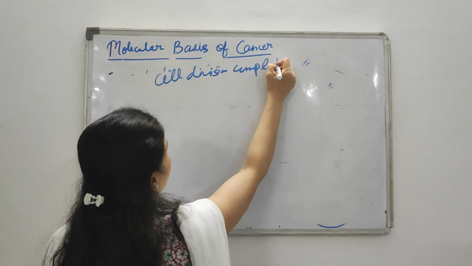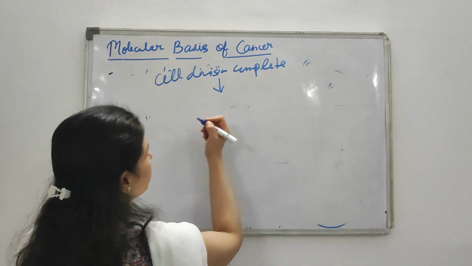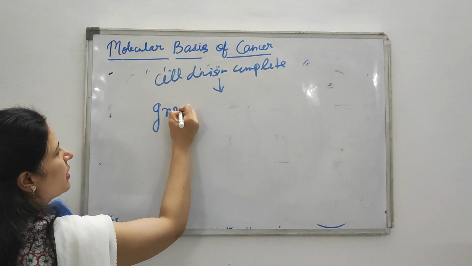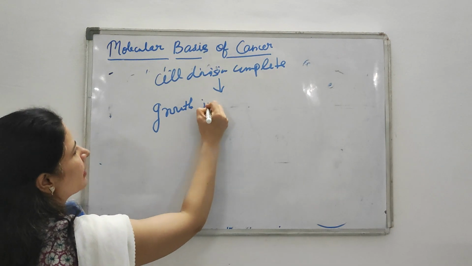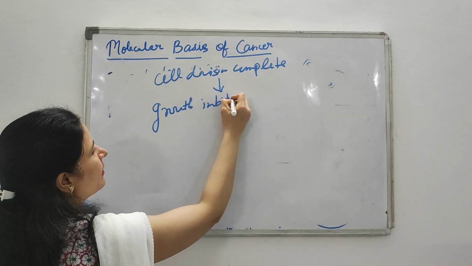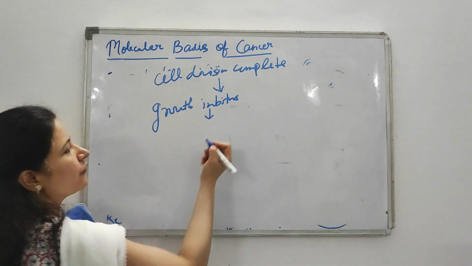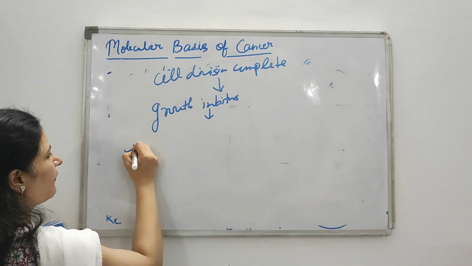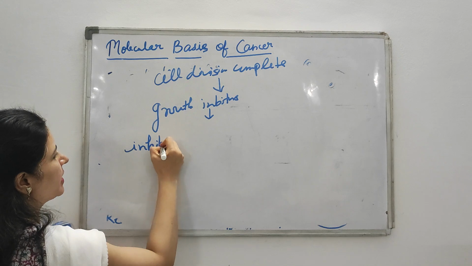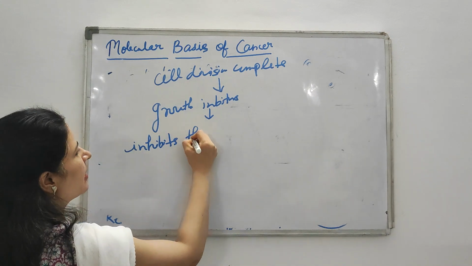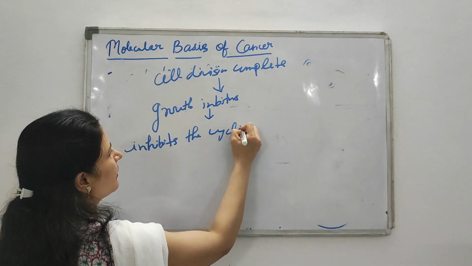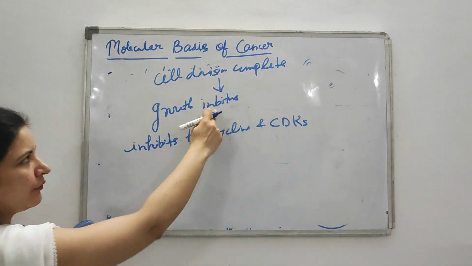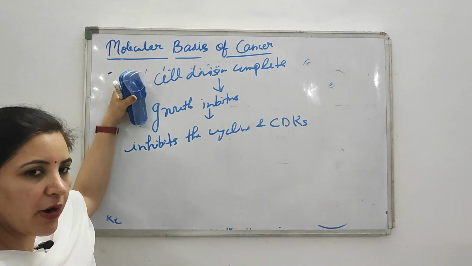So when cell division is complete, then what will happen? Growth inhibitors will come, because now the cell doesn't want to divide further. And what will these growth inhibitors do? They will inhibit the cyclins and CDKs.